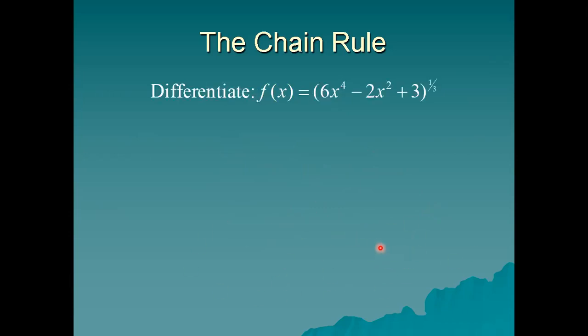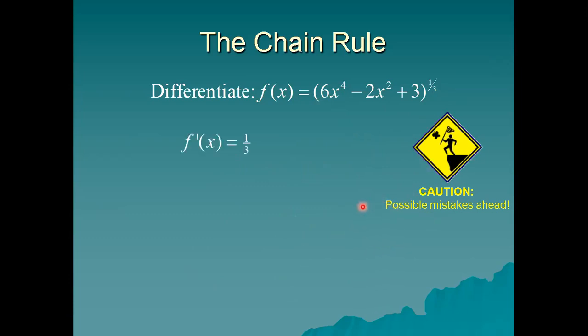And for this case, differentiate f of x is equal to the quantity of 6x raised to the power of 4 minus 2x squared plus 3, quantity to the 1/3. There is a caution here that there are possible mistakes ahead. f prime of x is equal to, look at how the process will go, 1/3 times the quantity of 24x cubed minus 4x raised to the power of negative 2/3.